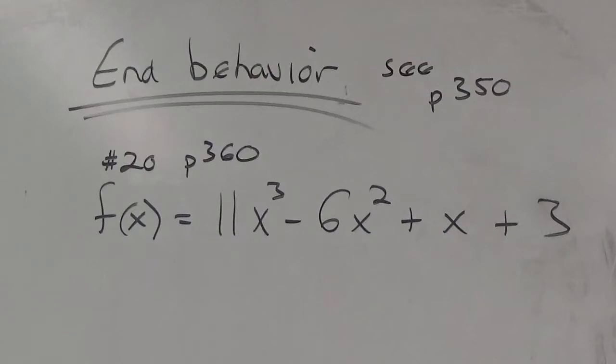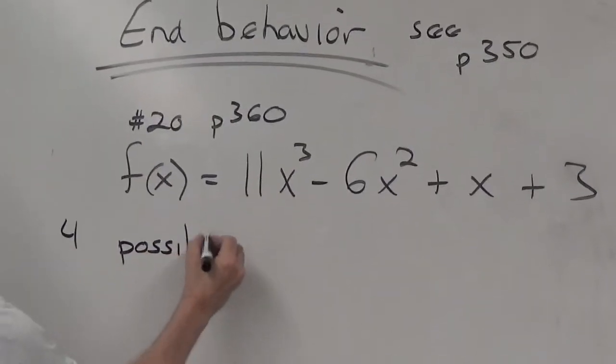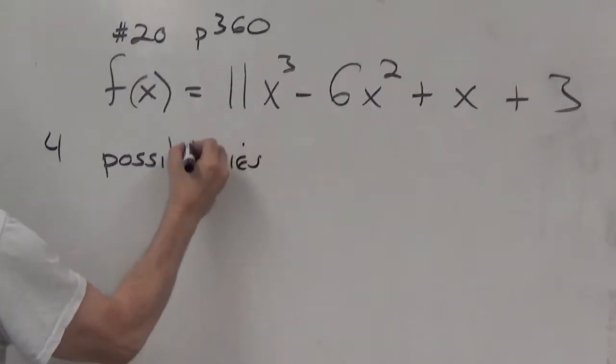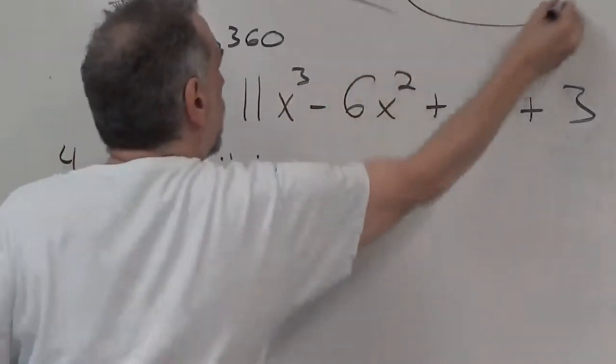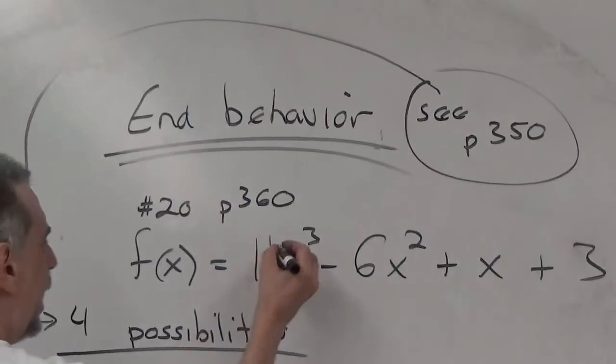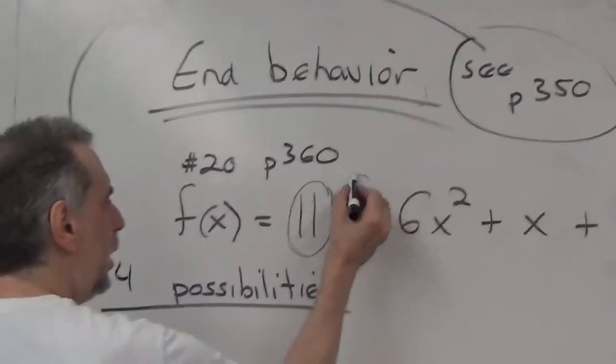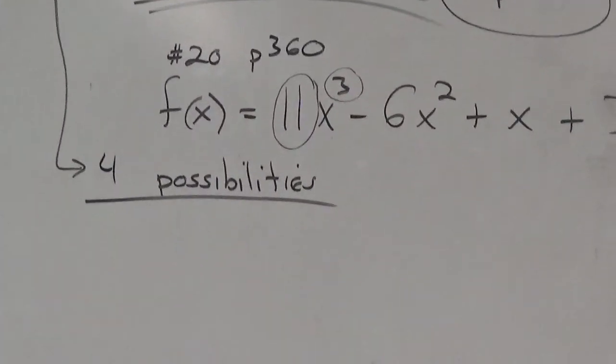There's no denominators involving variables, there's no fractional exponents, this is a polynomial function. So our task in this question is just to find out what it looks like on the end. So there are 4 possibilities. And again, this is nicely illustrated on page 350. So we're going to look at the lead coefficient, which we just determined, and the degree. Right? Those are the things that we need to look at.